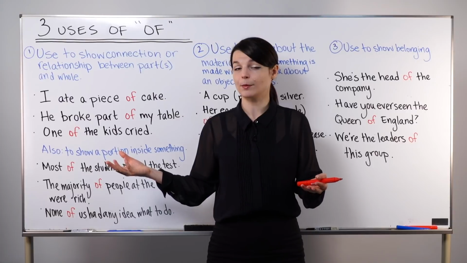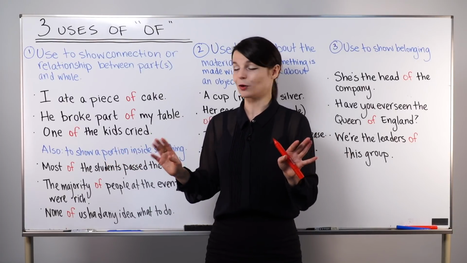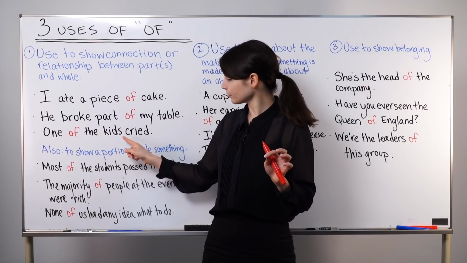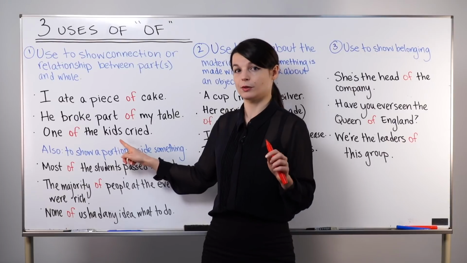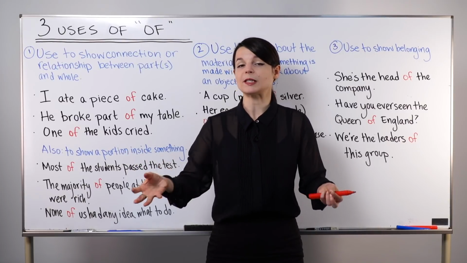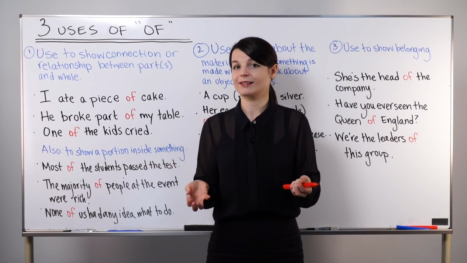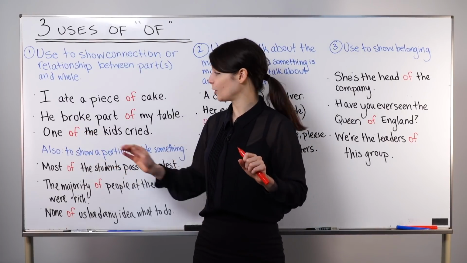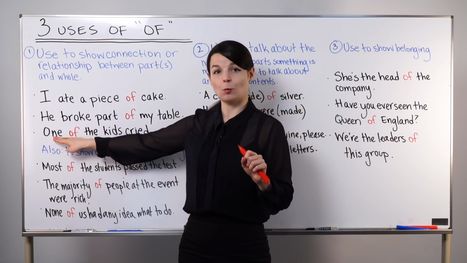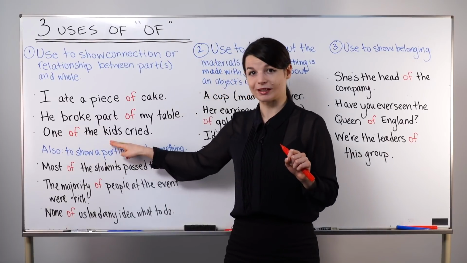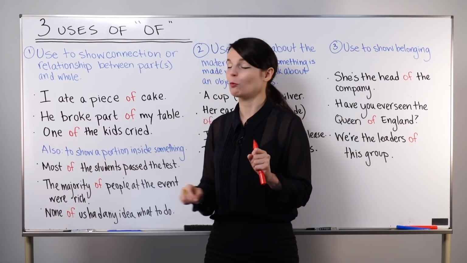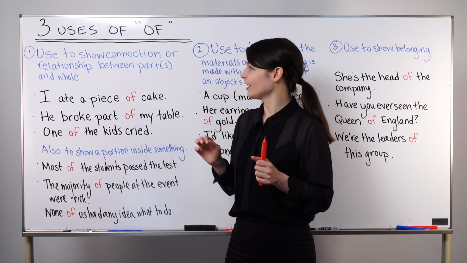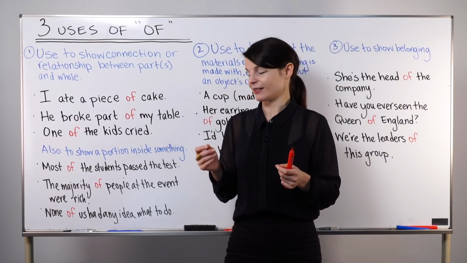So in this example sentence, we don't know the total number here, but because the kids in the plural form is used, we know that it refers to a specific group of kids. And we want to talk about one of those kids. We show the relationship between this one kid and the group of kids with of. One of the kids cried. So this is the first way to use of for this lesson.